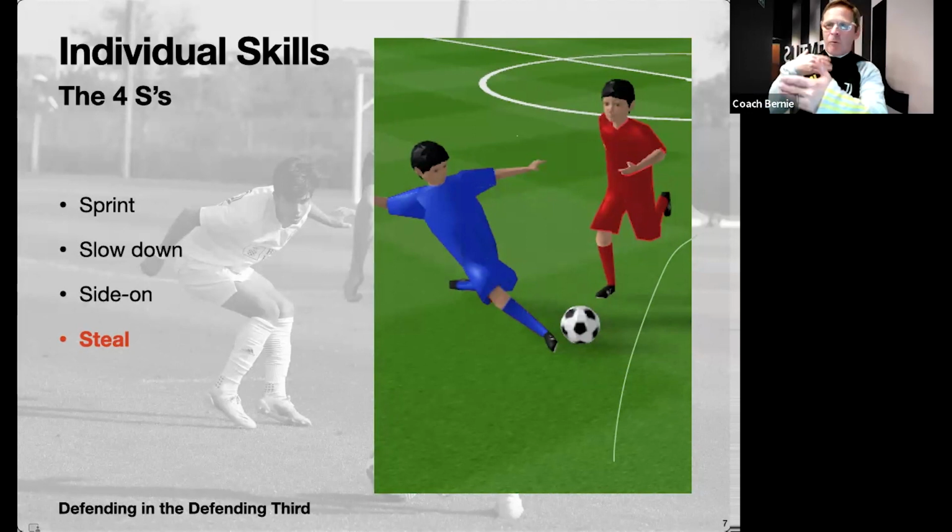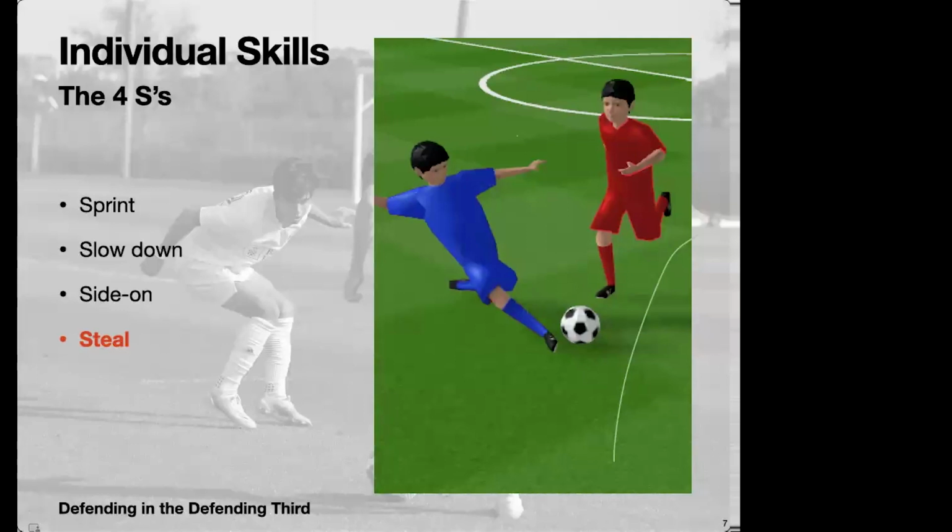What are we trying to trade time for, right? We're trading space for time here. So what is it if I hold that player up? Why am I holding him up? I mean, obviously we don't want them to go to goal, but what's happening for our team while I'm holding that player up?